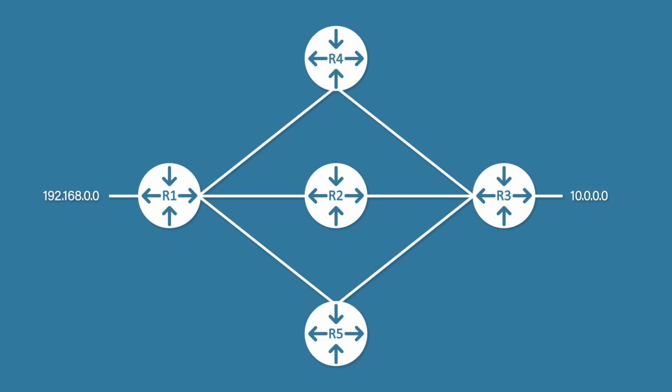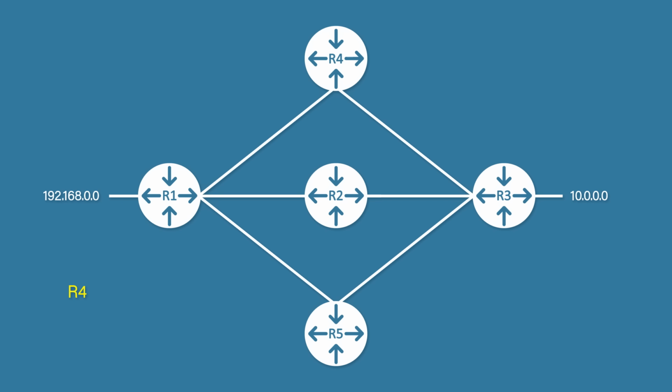Okay, so we have a 5-router network here. In this example, router 1 wants to add the route for 10.0.0.0 to its routing table. As you can see, it has 3 options. It can go through router 4, 2, or 5. To make this decision, it will do some simple math to calculate the cost of each one.